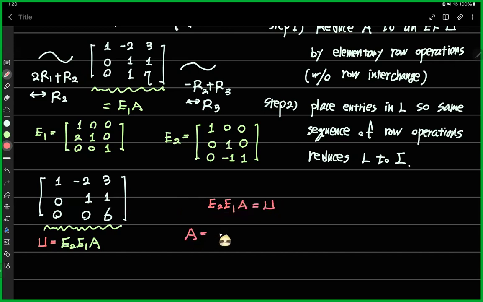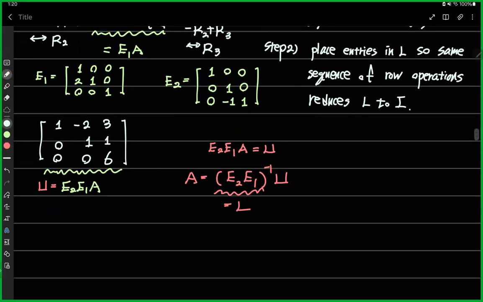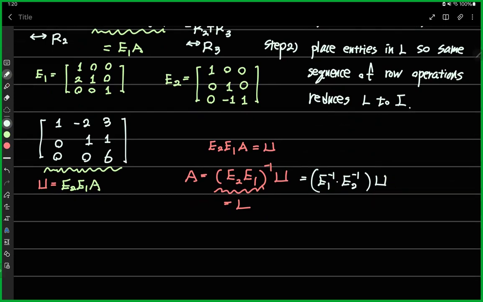So A is the inverse of E2 times E1, times U. And then this gives the lower triangular matrix. Let's find the lower triangular matrix. Then we need to multiply. Let me just multiply E1 and E2, and then take an inverse. Or you just rewrite this as E1 inverse times E2 inverse, and times U. Which means you just take the inverse of E1 and E2 for each, and then do matrix multiplication.